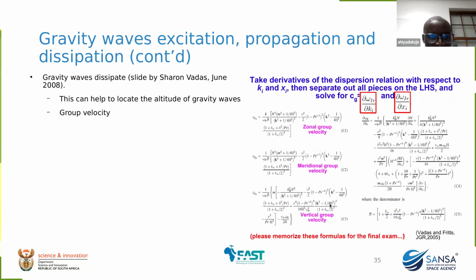After solving, you get something like this. You get the group velocity in the zonal direction, which is east, and meridional, which is south-north. You also get the vertical component of the group velocity. Once you get those parameters, the group velocity is the one that tells you where the energy of the wave is propagating to. Then you can now say that you have studied the gravity waves.